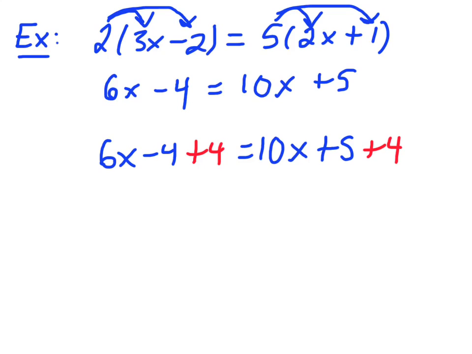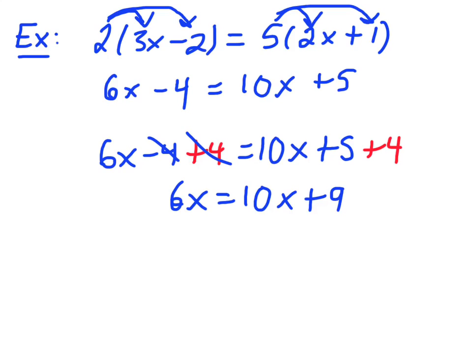plus 4. So really this might be one of the times where you might want to consider putting the variables on the right-hand side instead of the left-hand side. Again, it doesn't matter. I'm just going to go with what I normally do. I don't mind negative numbers, but if you want to avoid negatives, you can do that. So I get rid of those, so I'm left with 6x is equal to 10x plus 9.